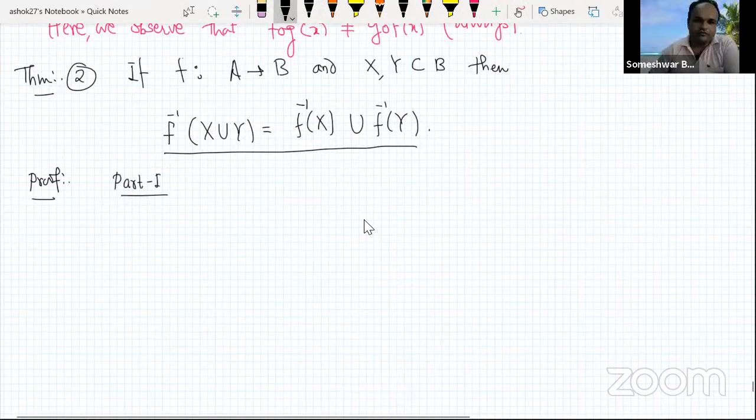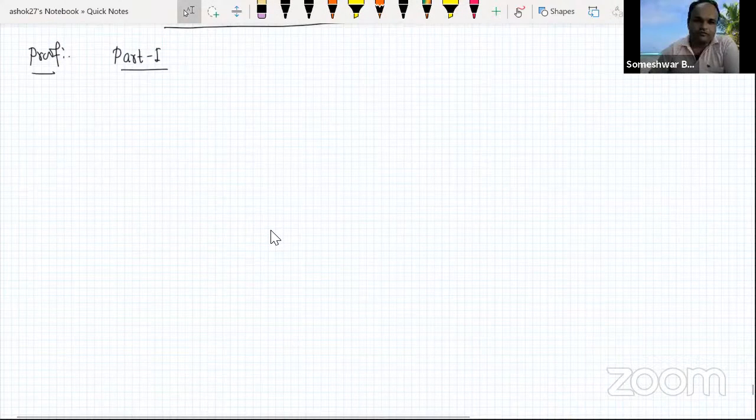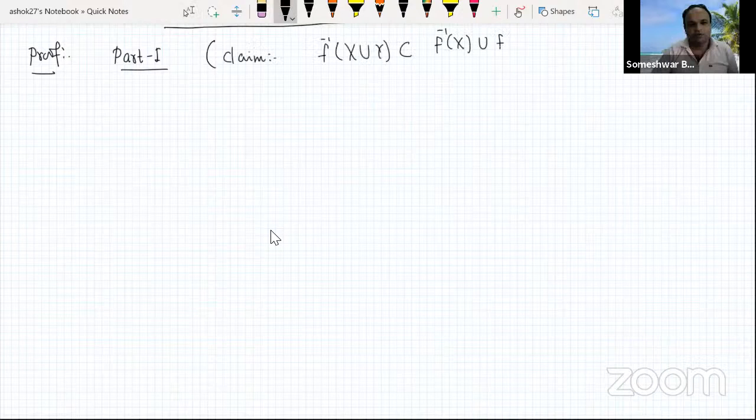So part 1. In part 1, our claim is that f inverse of X union Y is a subset of f inverse of X union f inverse of Y. So to prove this, let us take one element from f inverse of X union Y and prove it is in the other set.